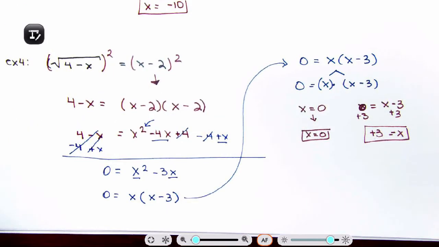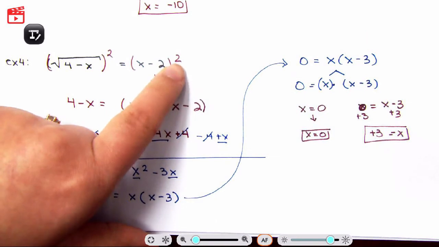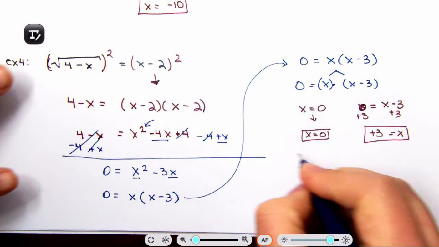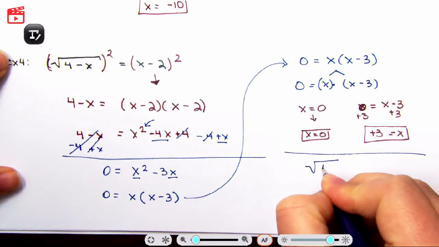Ooh. Oh, you know what? I tripped myself up because I thought that squared was the original. It's not. This is the original. So be careful.